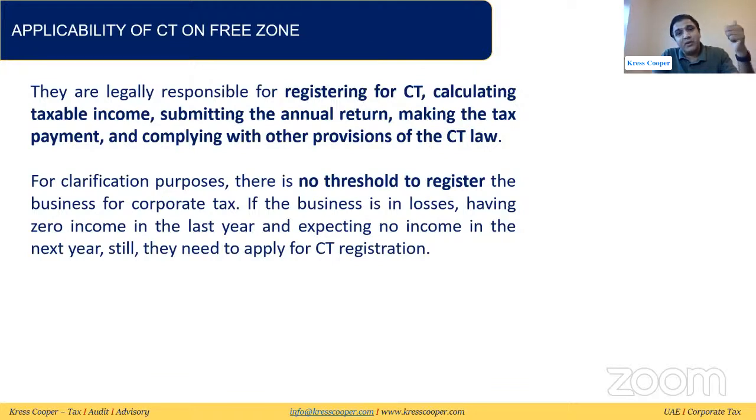So we can say, if the qualifying free zone person is earning any qualifying income, it will be subject to tax at 0%. Still, this is subject to tax. If they are earning any income other than qualifying income, it will be subject to tax at 9%.